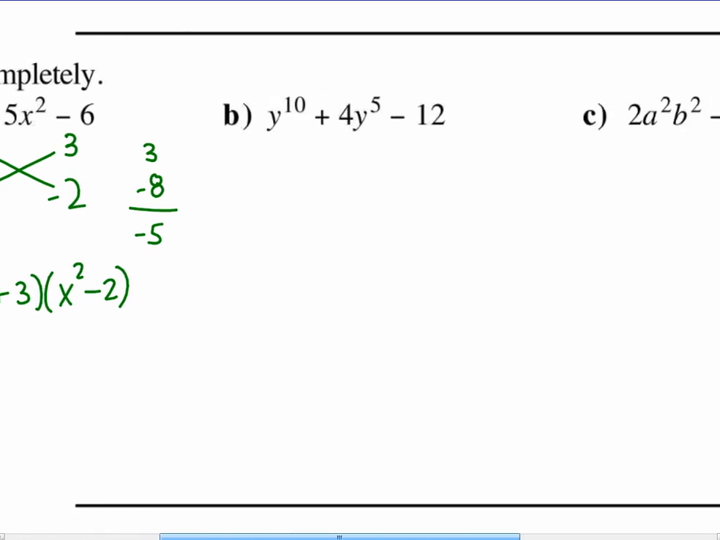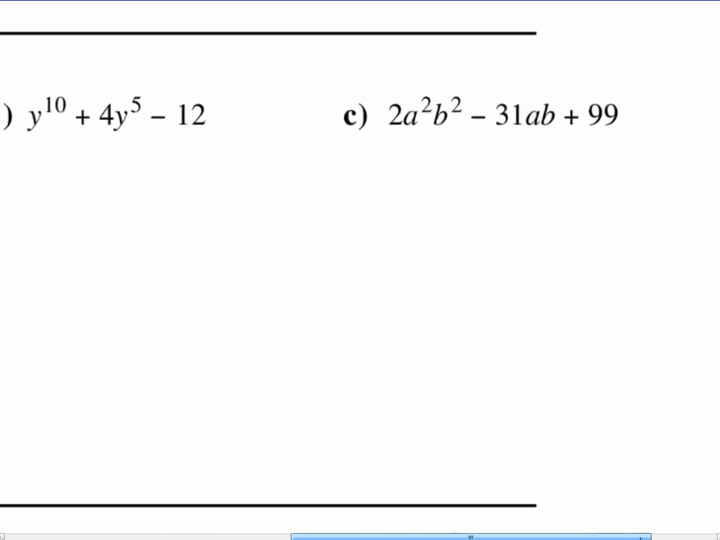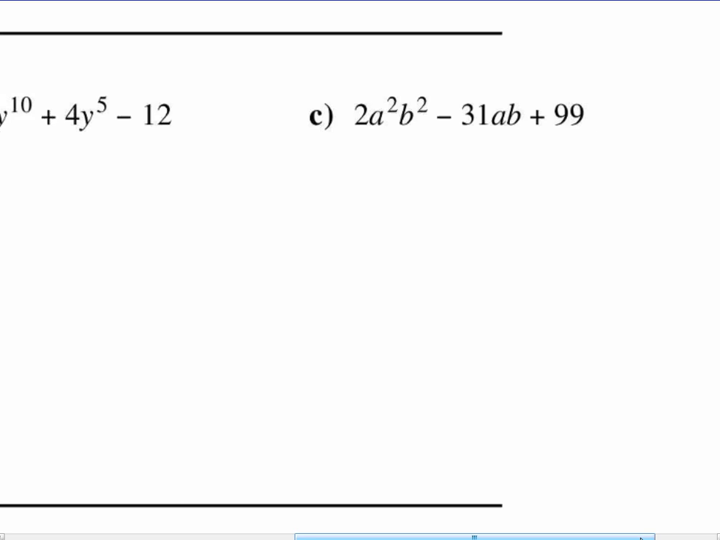Can we skip B? Do you know what it turned into for the Y10? 5. Okay, good. Let's do C. It's a little different because there's two variables. Okay, is there a GCF, Tejkar? No. Are you sure? You're just trusting Sierra. Should you trust her? Okay, she's right.